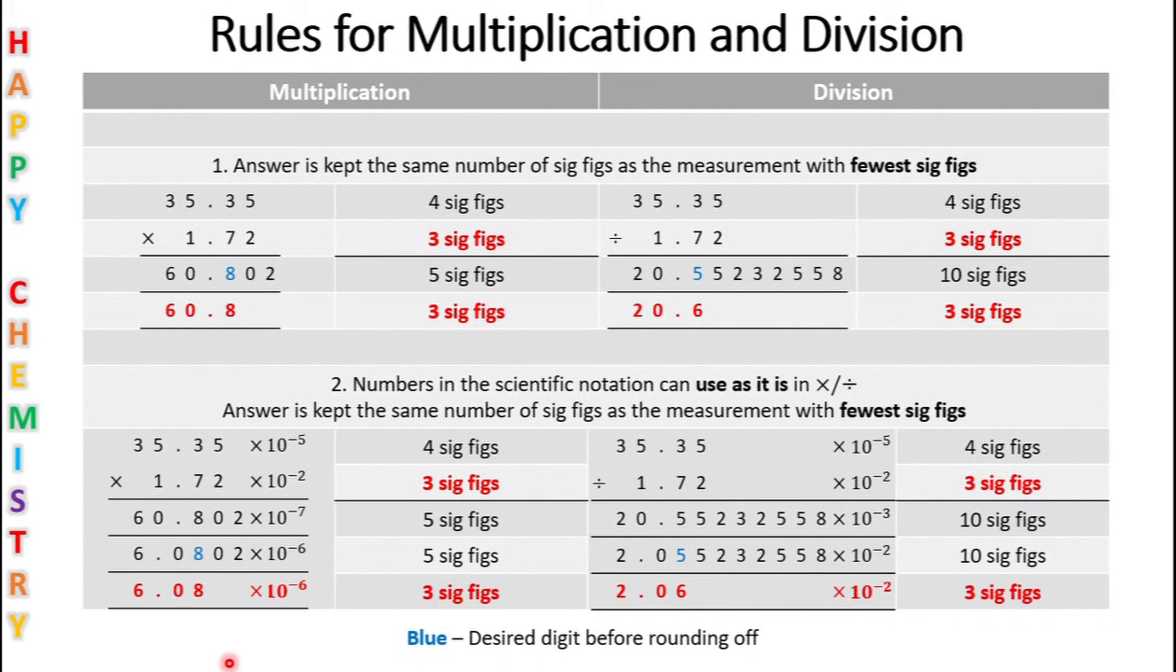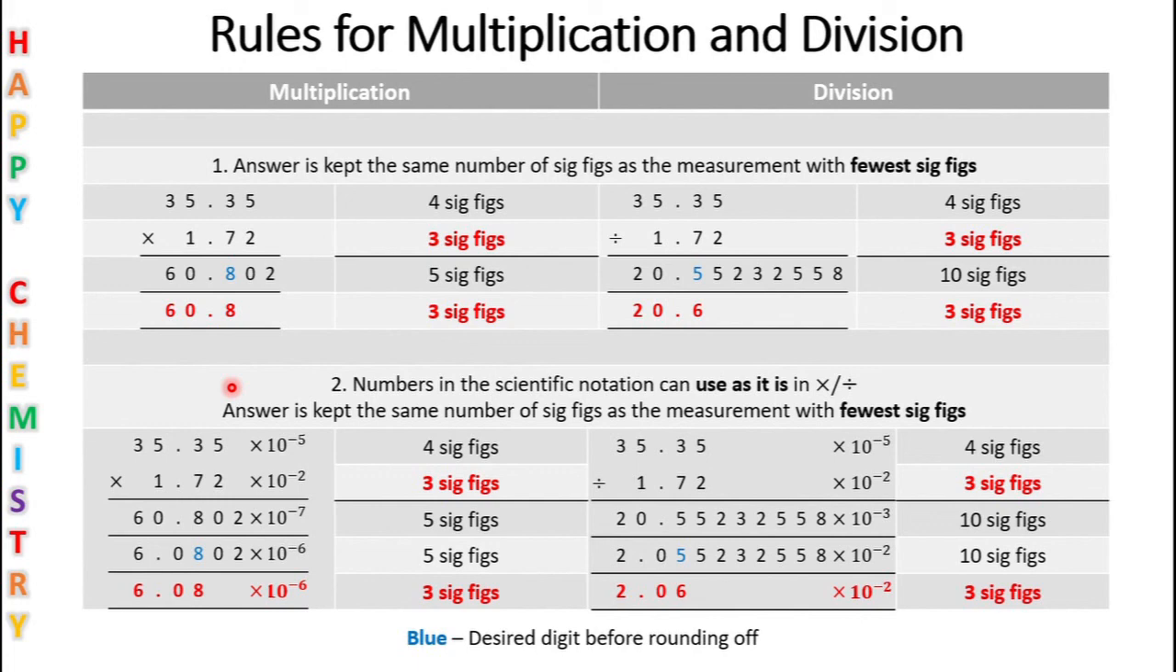So these are the 2 rules for multiplication and division. First, the answer should be kept the same number of significant figures as the measurement with the fewest number of significant figures. Second, if the numbers are written in scientific notation, they can be used as they are even if they don't have the same exponent. Multiplication and division can be performed on the numbers and the exponents separately to work out the final answer.